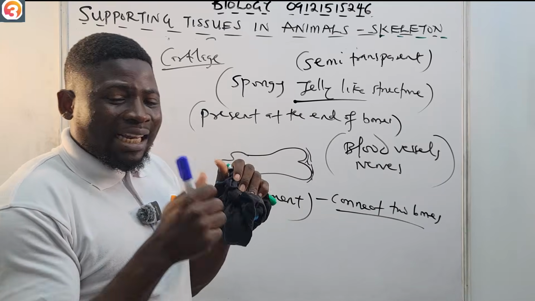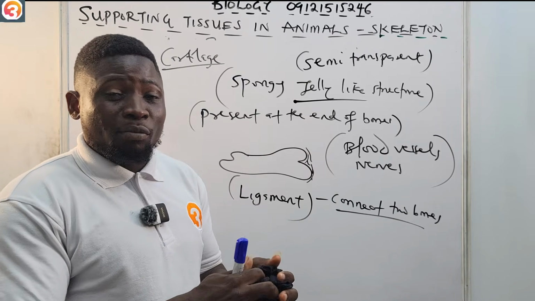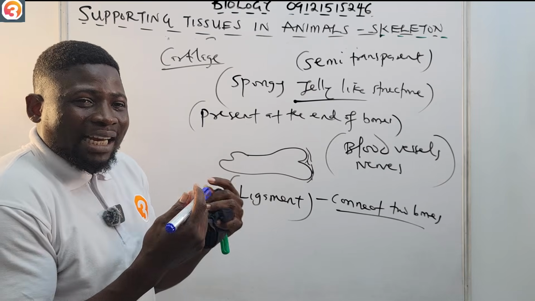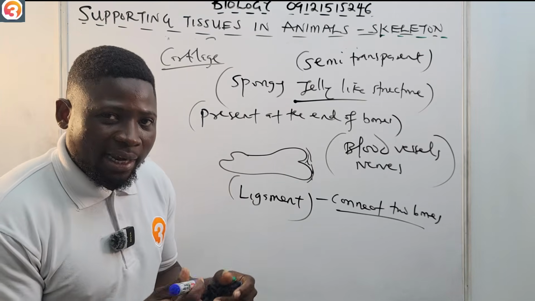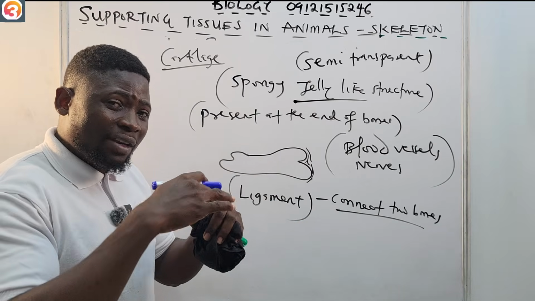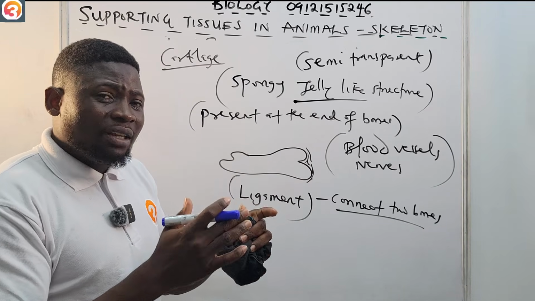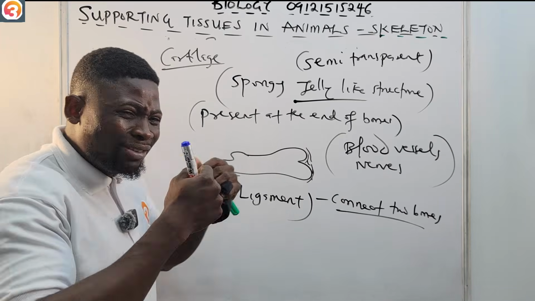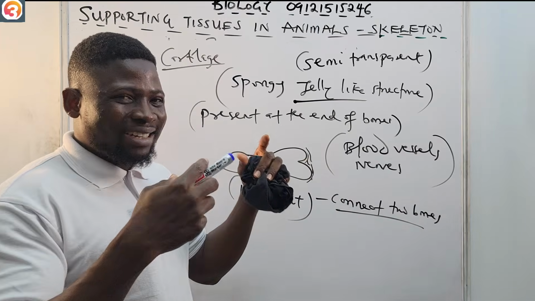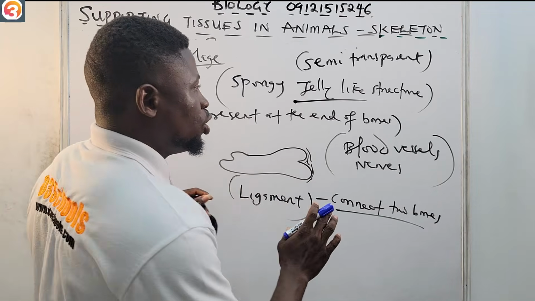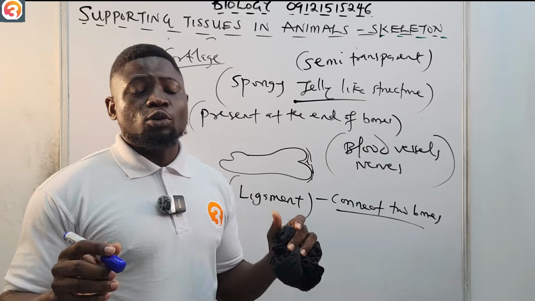They are tough. The fact that they are soft does not make them any less tough. They are weight bearers. That's why you can see them at the end of bones. They help to cushion the effect of friction between two bones. They are tough, semi-transparent tissues that do not have blood vessels or nerves. You must take note of that.